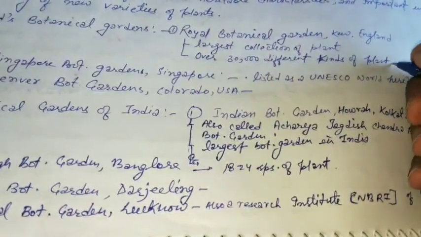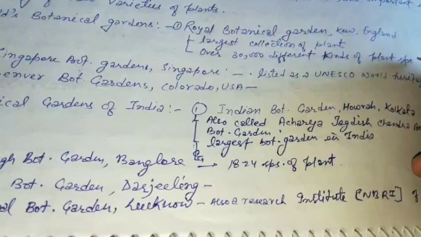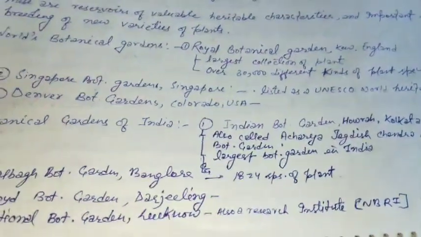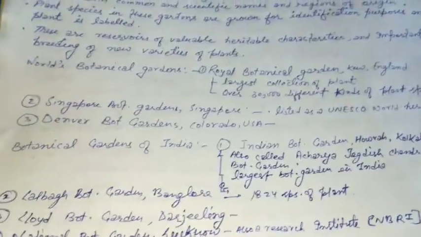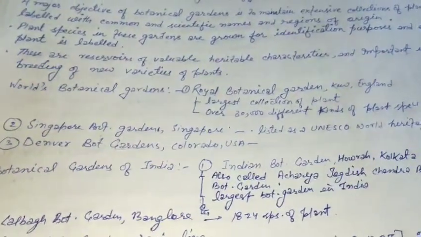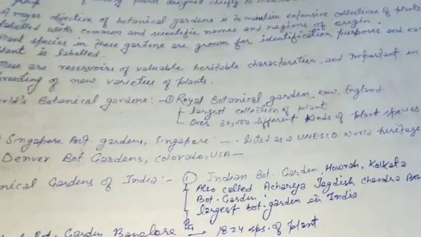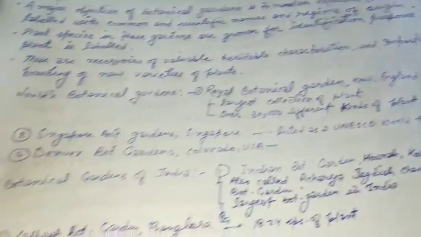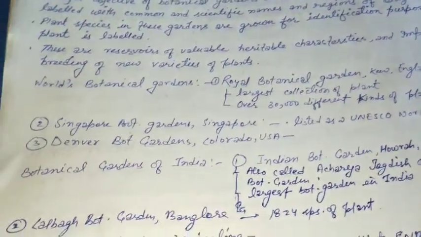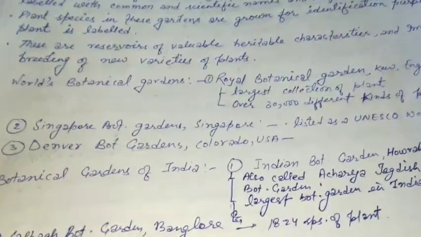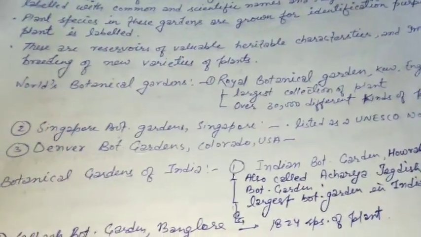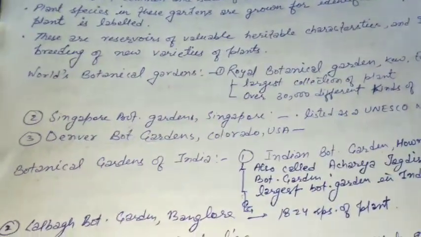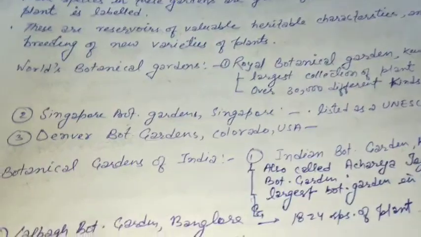There is an extensive collection of 30,000 plant species, and it also has the largest herbarium collection. A very beautiful botanical garden is the Royal Botanical Garden. There are many specific features of this botanical garden, including the palm house.